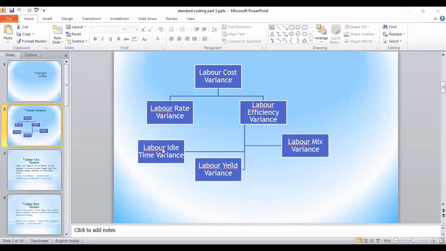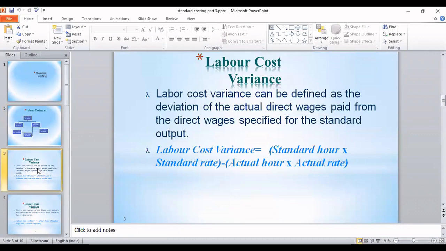Is this clear, everyone? Now we'll discuss each and every variance in detail. So let us start. The first one is labor cost variance. Labor cost variance is the variance coming due to the difference between your expected labor cost and actual labor cost. Now the question comes, how will we calculate the expected labor cost? By multiplying standard labor rate and standard time taken.